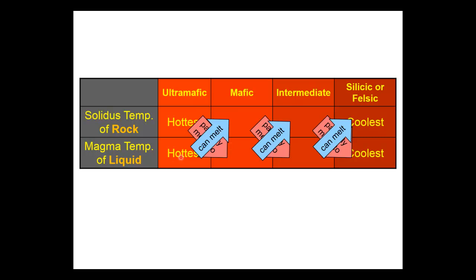So the ultramafic magma could potentially melt a mafic rock, because the mafic rock has a solidus temperature that is cooler than the temperature of ultramafic magma. And similarly, a mafic liquid here could presumably melt an intermediate rock, and an intermediate magma could presumably melt a felsic rock. This is simply a function of the fact that the magma, in order to melt the rock, has to be hotter than the solidus temperature of the rock, right? It's got to bring in heat such that you can raise the rock above its solidus temperature.